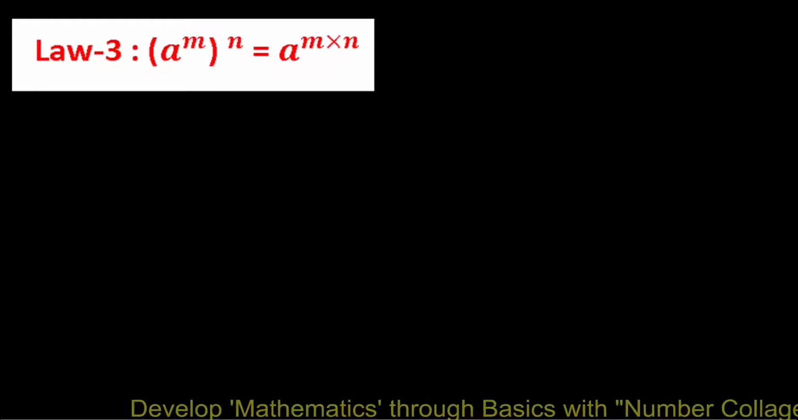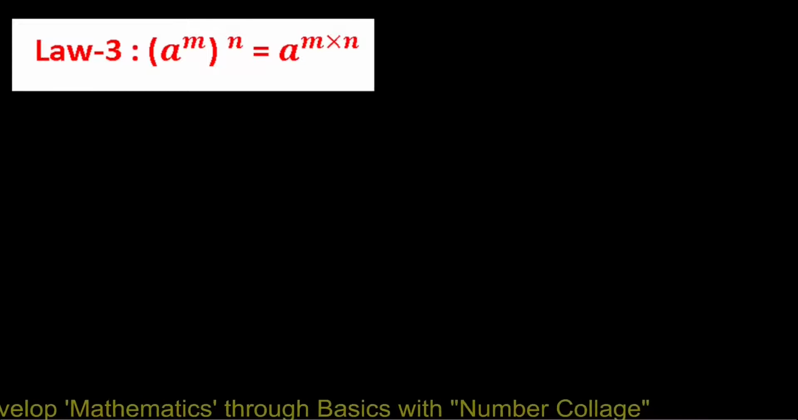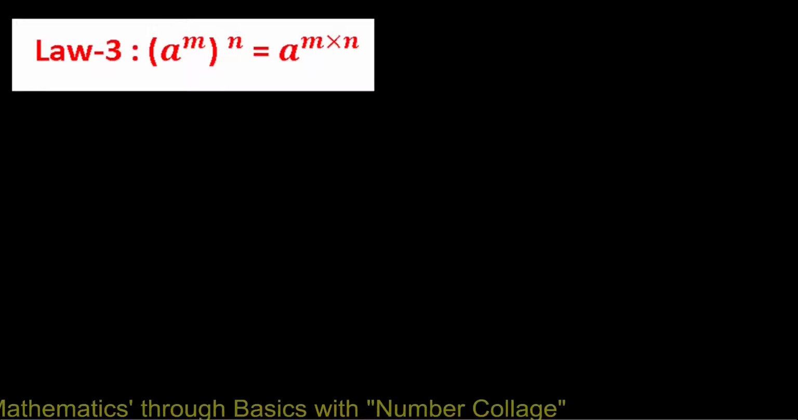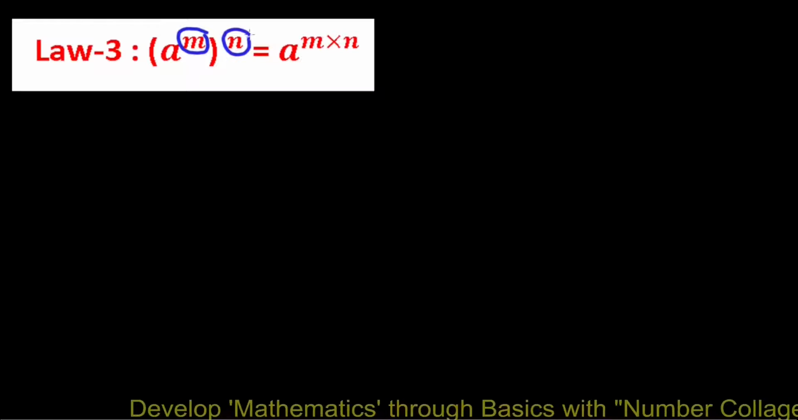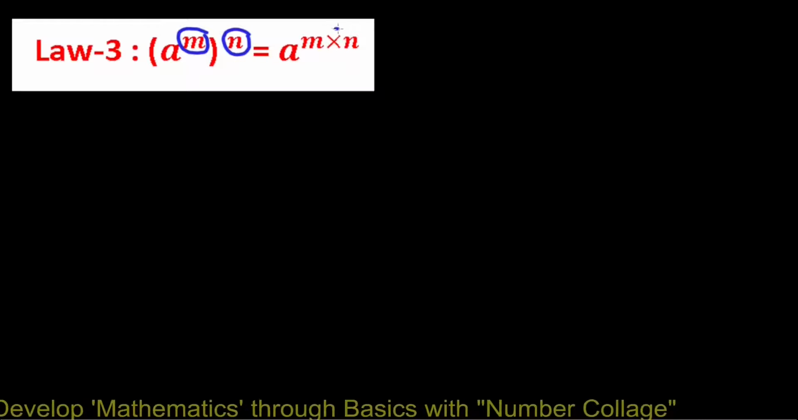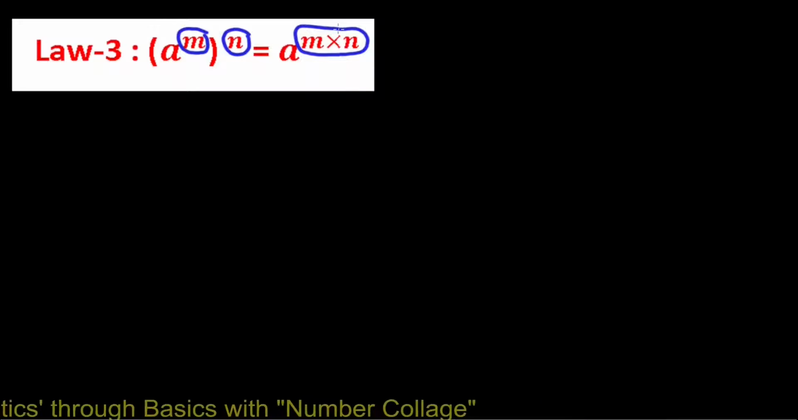Now we got the third law of exponent. a raised to m raised to n equals a raised to m multiplied by n. Here, when one power m is raised to another power n, then we have to multiply these two powers and write a raised to m multiplied by n.